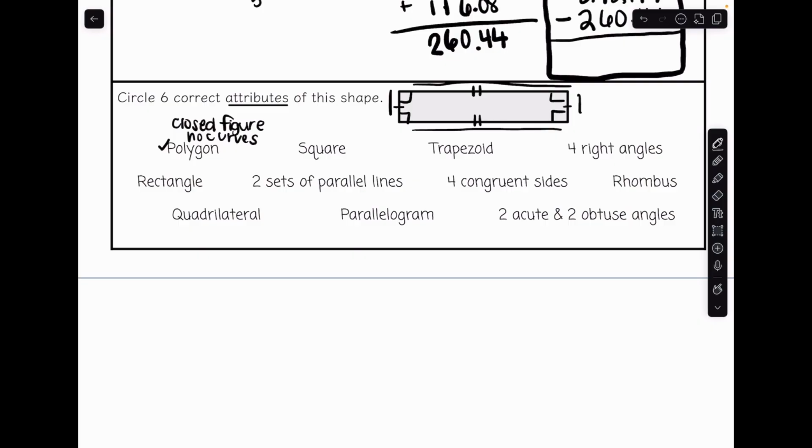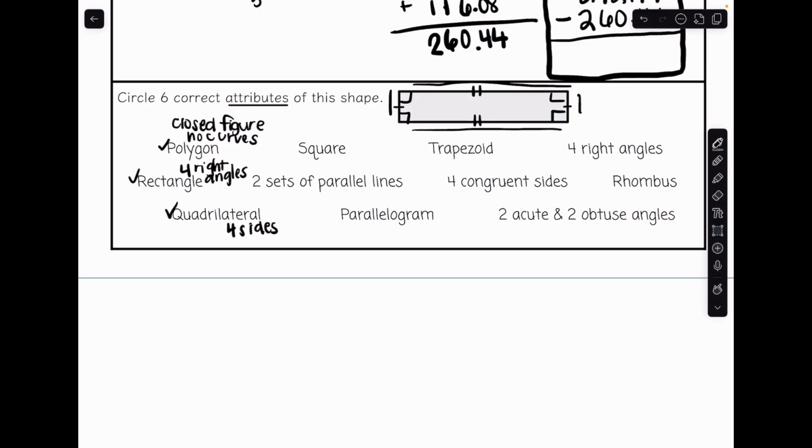Okay. Is this shape a rectangle? What makes a rectangle a rectangle? A rectangle has to have 4 right angles. And our shape does have 4 right angles. Is this shape a quadrilateral? A quadrilateral has 4 sides. And yes, we said it does have 4 sides.